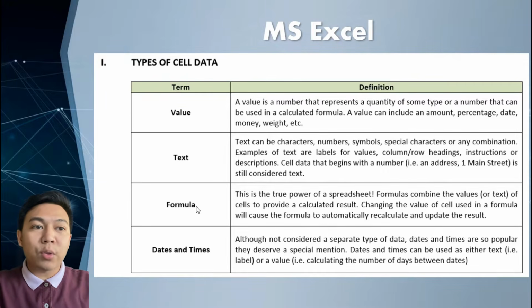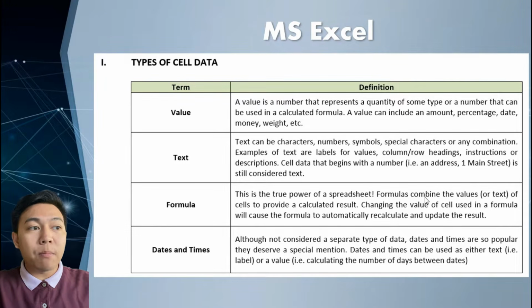We also have what we call a formula. So this is the true power of a spreadsheet. A formula combines the values or text of cells to provide a calculated result. Changing the value of a cell used in a formula will cause the formula to automatically recalculate and update the result. That is the true power of MS Excel. It's basically computing numbers or computing data on your MS Excel file.